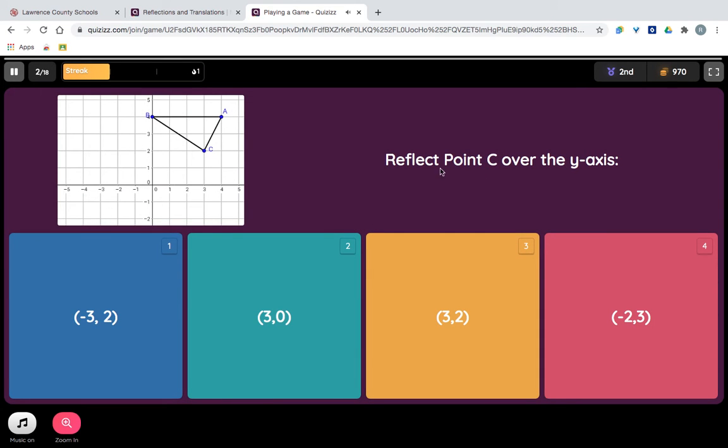Reflect point C over the y-axis. So this is point C. You're going to reflect it over the y-axis. Now you can count boxes because you've got the picture. So it's 1, 2, 3 boxes back to the y-axis, so that means 3 more. That's going to put it at -3, 2. If you look at the relation to the numbers, it was 3, 2, then it went to -3, 2. If you reflect over the y-axis, the only thing you do is change the sign of the x value. So in this case, it went from +3 to -3.